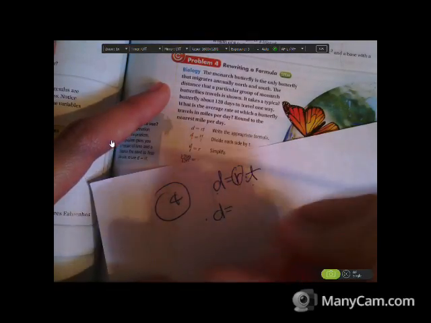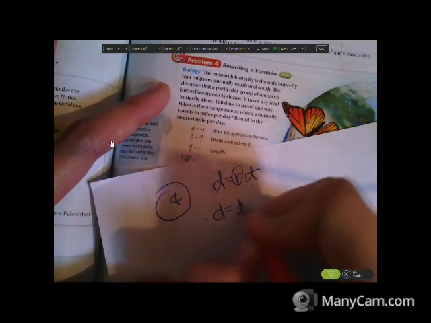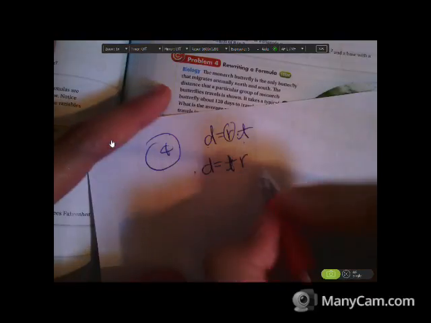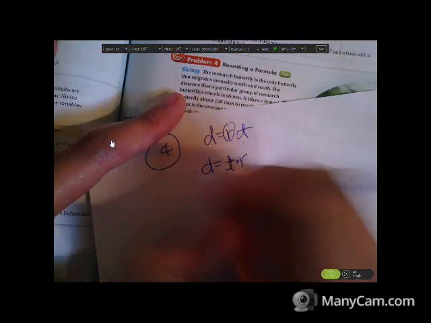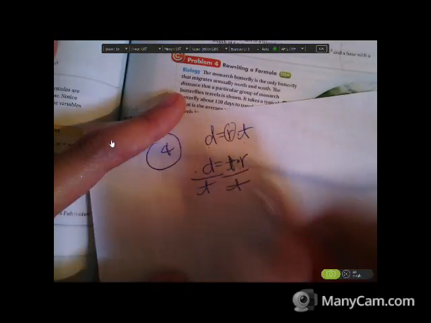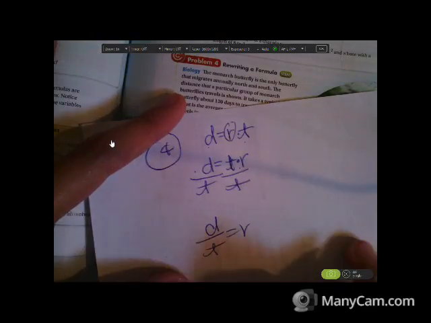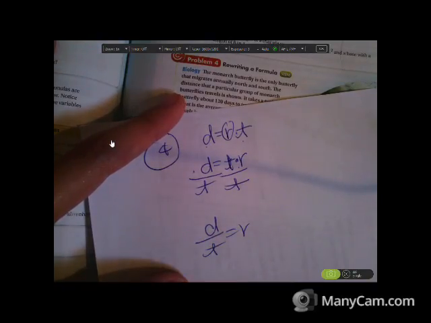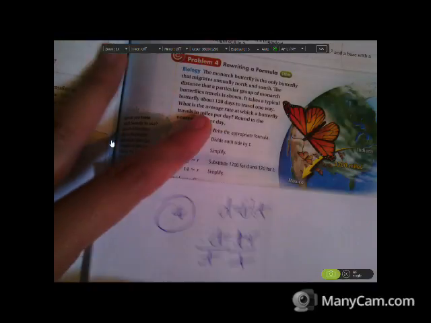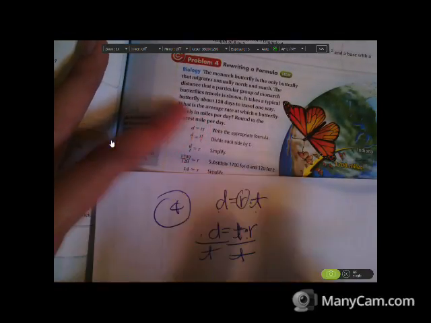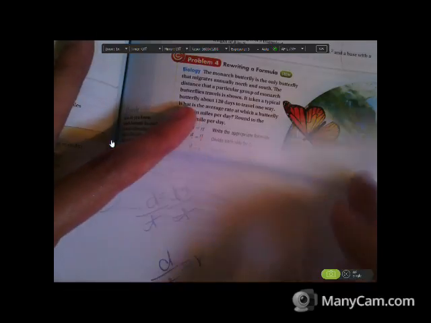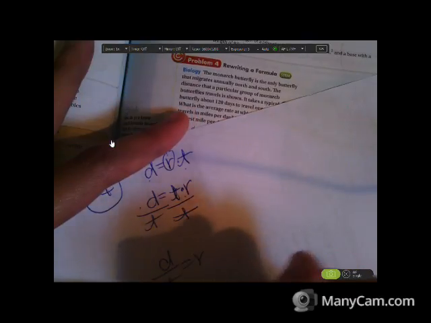I want to use the commutative property first, so I'm going to switch these. And I want to get r by itself. If t is being multiplied to r, to get rid of t, I want to divide. Therefore, d over t equals r. But like we said, we already know d, which is 1,700, so we plug in 1,700. And then t, the time it takes, is 120 days, equals r.